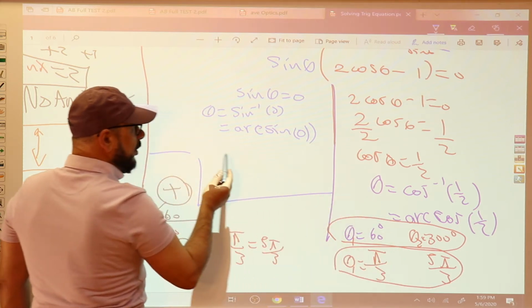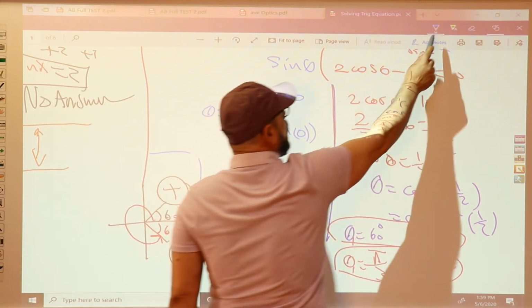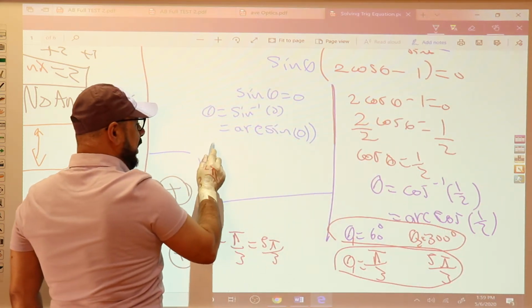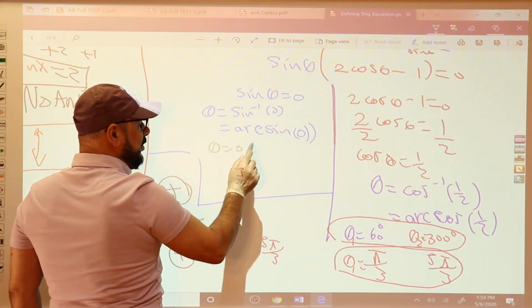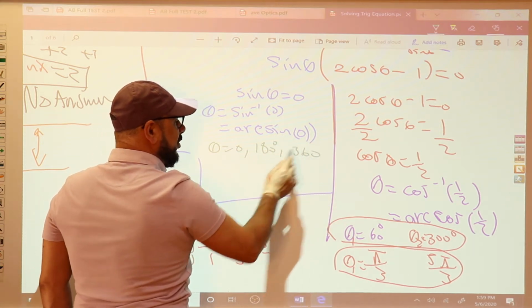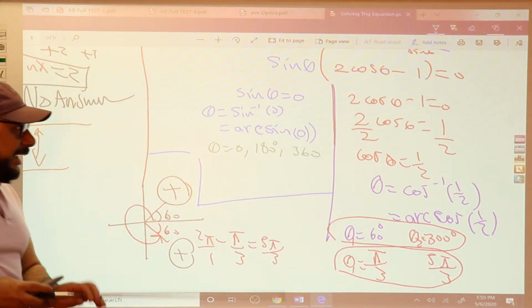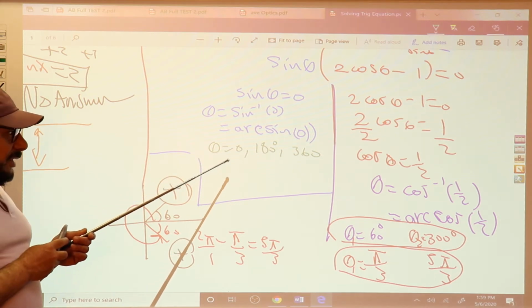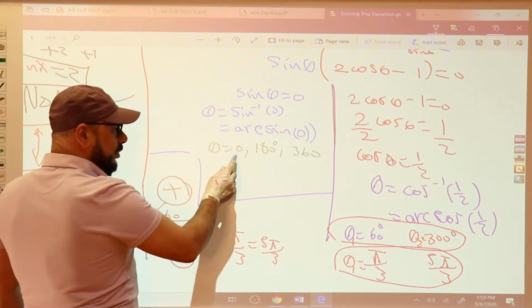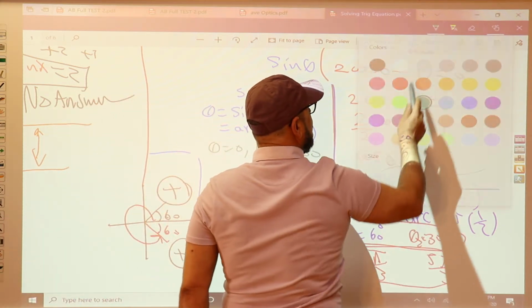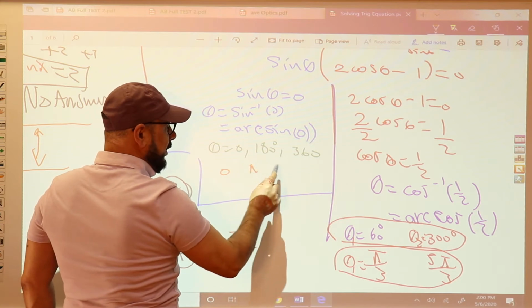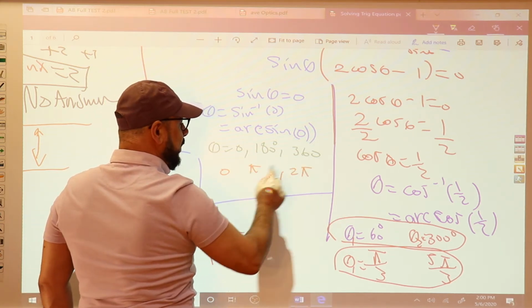Then these are very well-known answers. Theta equals 0, 180 degrees, 360. You see these angles? All these angles have sine 0: sine 180 equals 0, sine 360 equals 0. And in radians, 0 is 0, this is pi, and this is 2 pi.